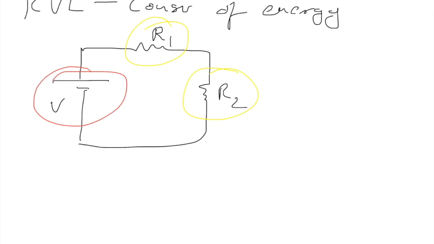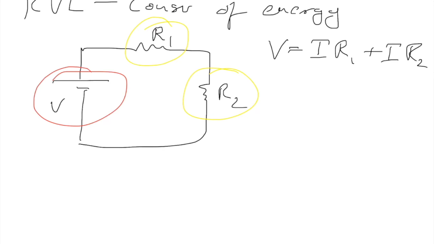According to Kirchhoff's voltage law, the algebraic sum, or just the energy supplied, is equal to the energy dissipated. The energy dissipated would be the voltage drop here, so that would be I times R1 plus I times R2. So the energy is supplied and the energy is dissipated.